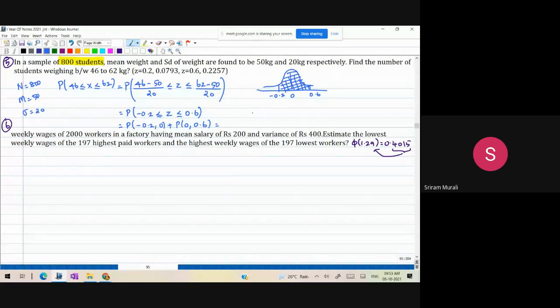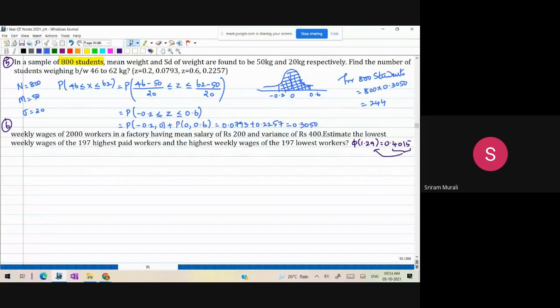As I said, if you change the direction, sign will get changed. So this will be 0.0793 plus 0.2257, which is equal to 0.30. This is for one student. For 800 students, it is 800 into this probability. So that you take care. So it comes approximately 244. Any questions? No, sir.